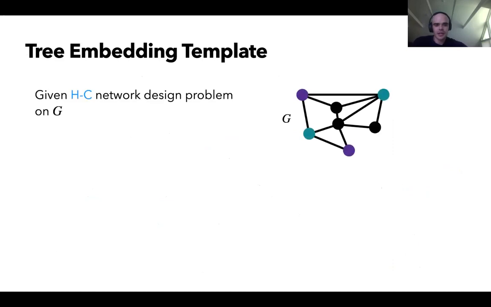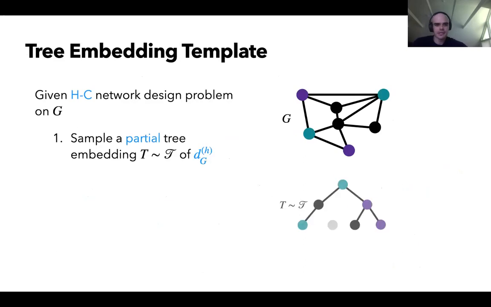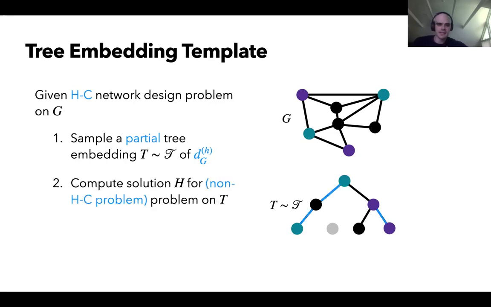Okay, so what does this allow us to do? Why is this embedding fact so great? Well, it lets us realize the following general template. Here, we start with some hop-constrained network design problem on some weighted graph, think like Steiner forest. Then we just sample one of these embeddings, where the tree we sample is supposed to be a good approximation for the hop bounded distances.